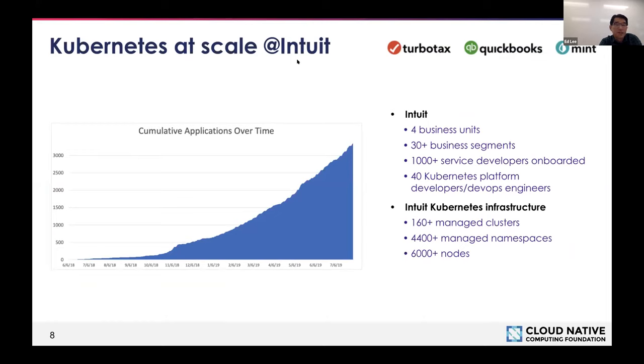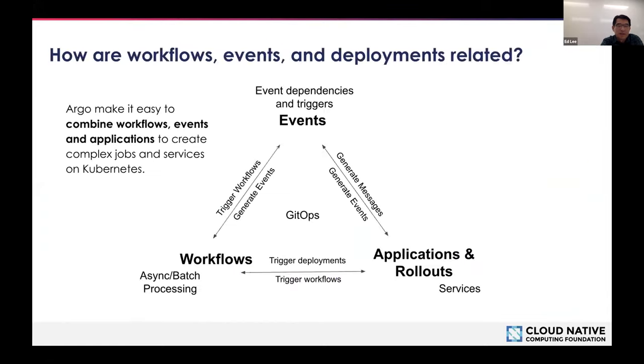Of course, Kubernetes use at Intuit has been growing very rapidly. Right now, Intuit consists of four major business units, along the lines of some of our main products like TurboTax and QuickBooks, as well as a central team. And all four of these major business units have adopted Kubernetes and are using Argo as well. So the adoption of Kubernetes and Argo at Intuit has been very rapid.